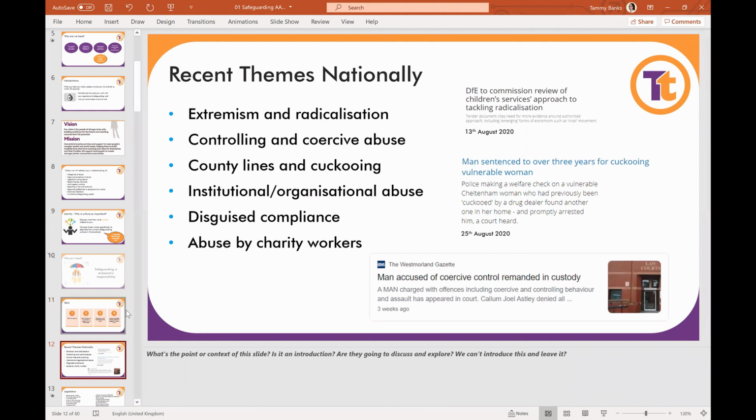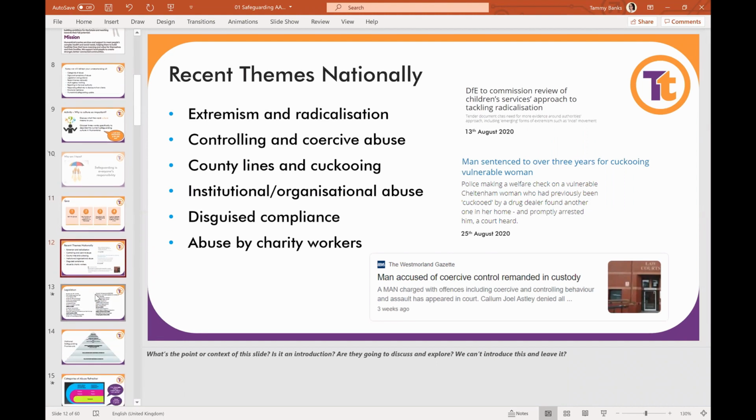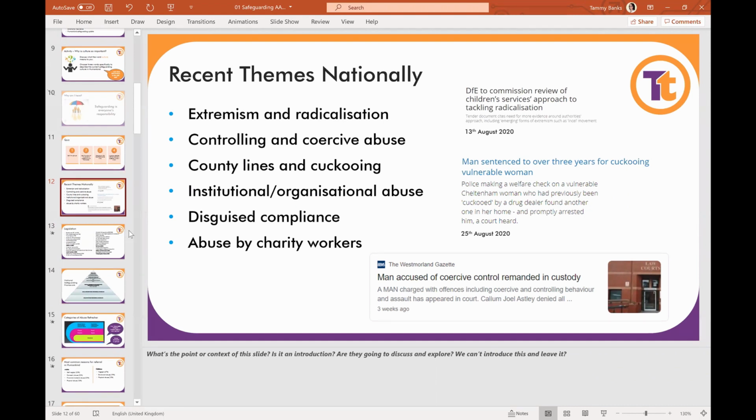Okay, so this is where I started getting confused. I started working through this bit fine, and I'll talk you through my bit, and then I'm going to go back to this bit. So at this point, I put, what's the point or context of this slide? Is it an introduction? Are they going to discuss and explore? We can't just introduce this and leave it.